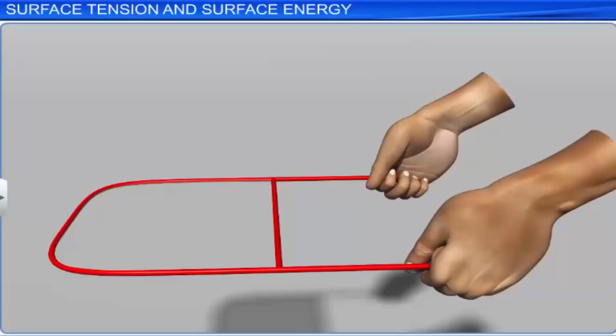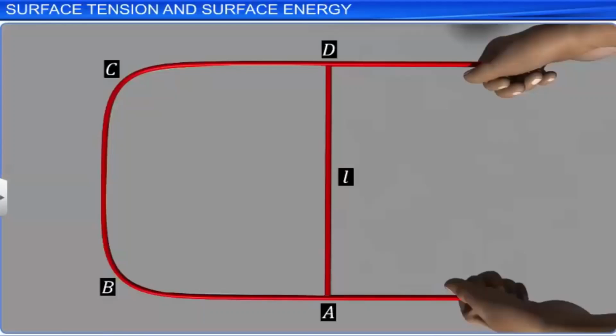Now let us derive an expression for the surface energy of a liquid. Consider a U-shaped open wire loop fitted with a wire of length L, connecting ends A and D. This wire, AD, closes the loop and can slide on its arms AB and CD.